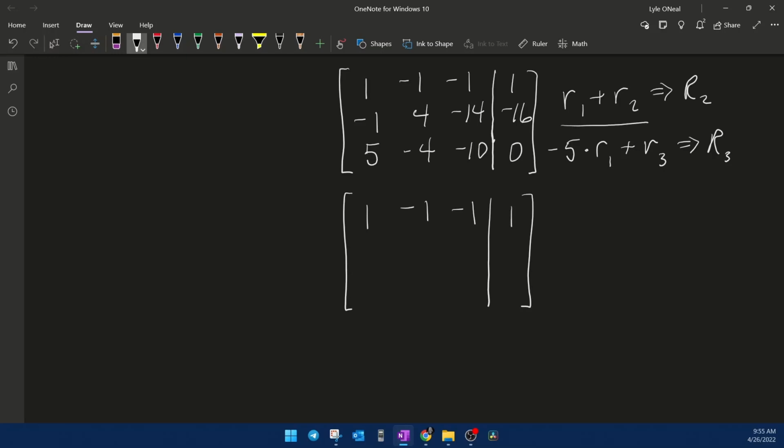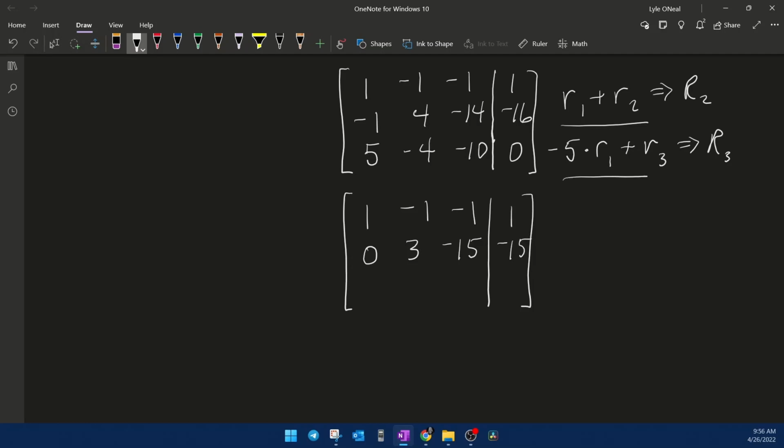The first row operation, we're simply adding row 1 and row 2. Notice I did copy and paste row 1, so that part is done. Adding rows 1 and 2, 1 minus 1 is 0. Negative 1 plus 4 is 3. Negative 1, negative 14, that's negative 15. And negative 16 plus 1 is negative 15.